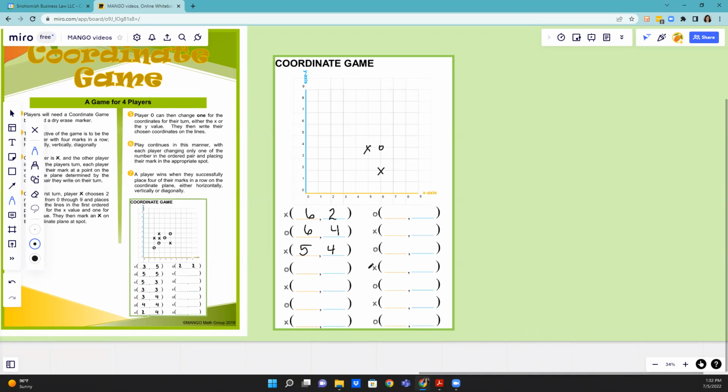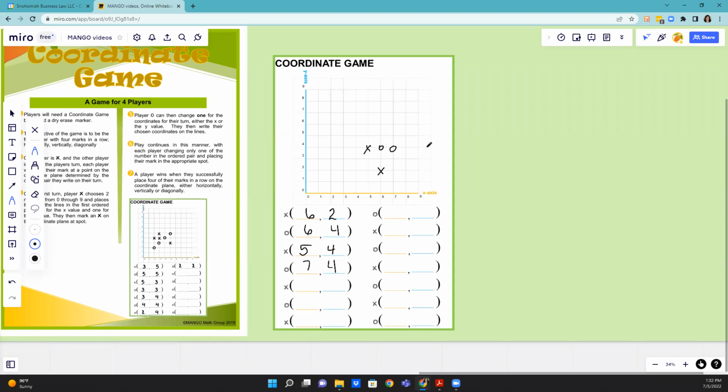So now, once again, it goes to the next player. They can only choose one of the two numbers. So let's say they say 7 and 4. They're going to go over 7, and go up 4, and put an O right there. So they're working on their 4 in a row.